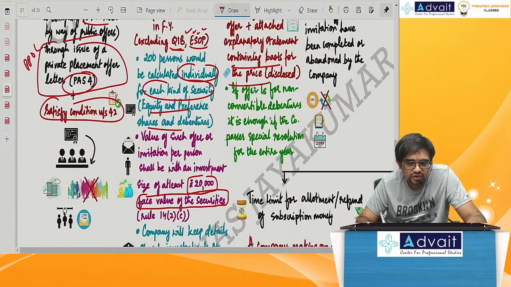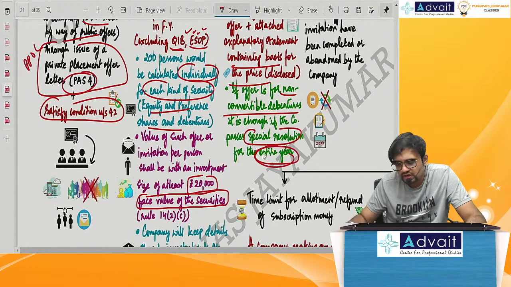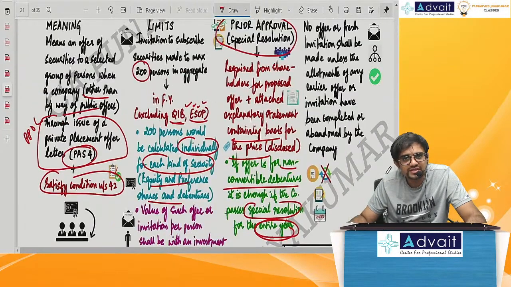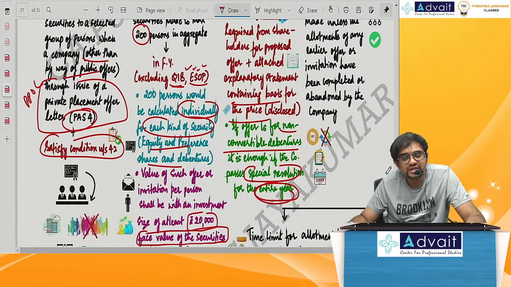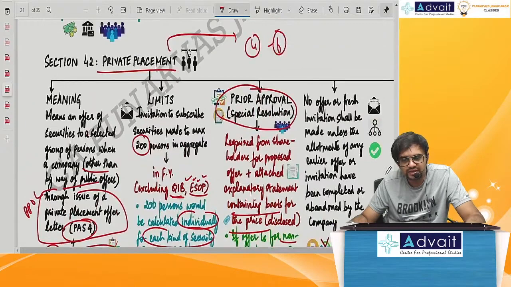If the offer is for non-convertible debentures, it is enough if the company passes a special resolution for one full year. For equity shareholders, you have to pass a resolution before each private placement. But for non-convertible debentures, it is enough if the company passes a special resolution for the entire year.